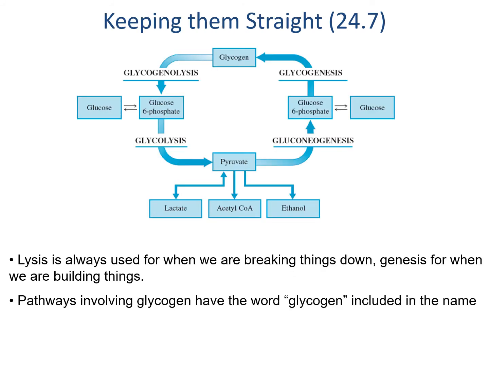We've now talked about 4 pathways relating to carbohydrate metabolism. They all start with G and are all very similar. I'm sorry, I didn't name them. It's still really important to keep these straight.